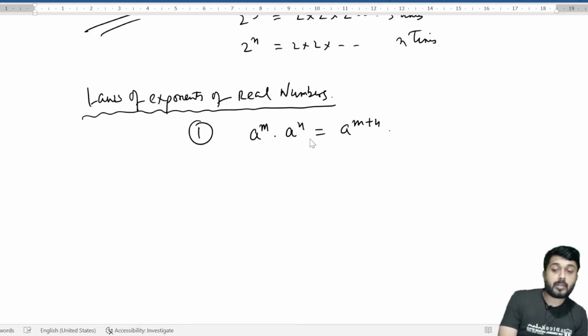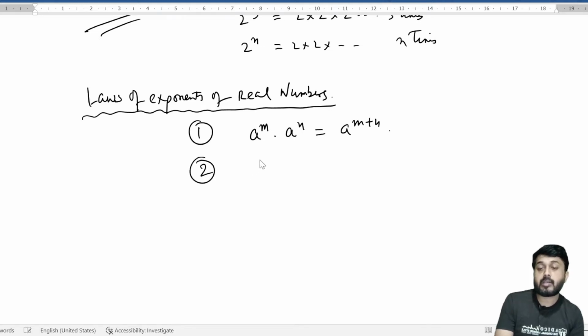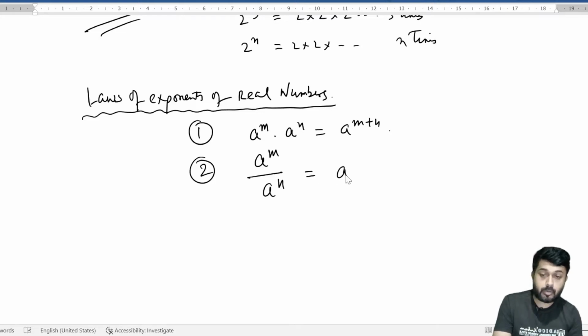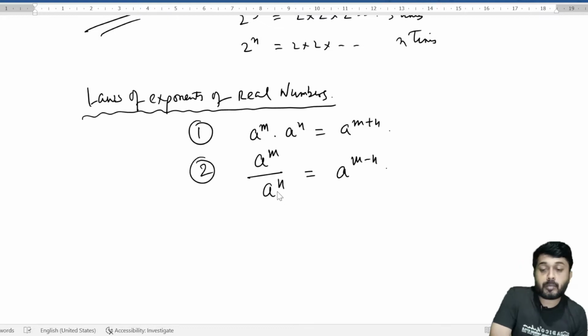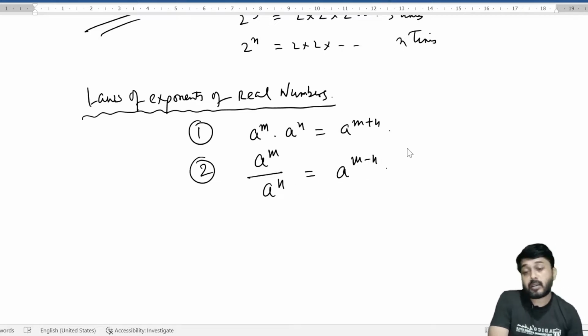See, the bases are same, so in case of multiplication the indices are getting added together. All right, then a to the power m divided by a to the power n is equal to a to the power m minus n. The bases are same, so in case of division the indices are getting subtracted. The index of the base in the denominator is getting subtracted from the index of the base in the numerator, right? A to the power m minus n.